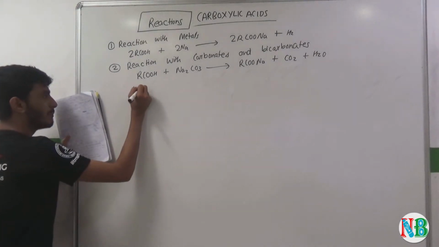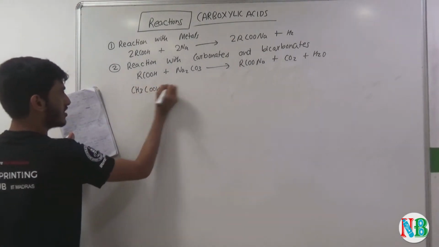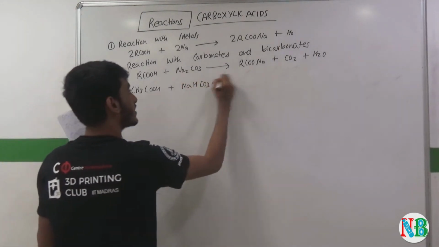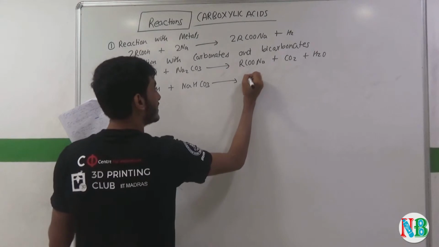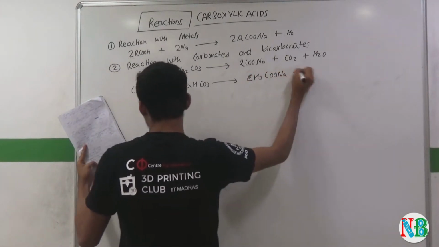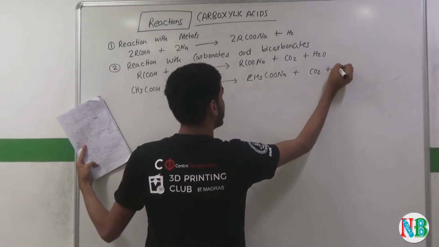Suppose I take an example, CH3COOH, and I take NaHCO3, a bicarbonate. It will simply form CH3COONa plus CO2 plus H2O. Simple reactions.